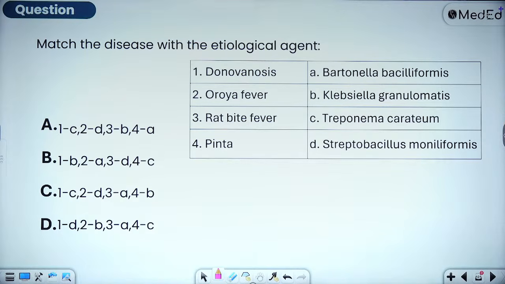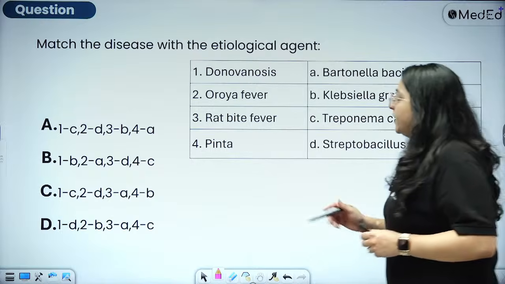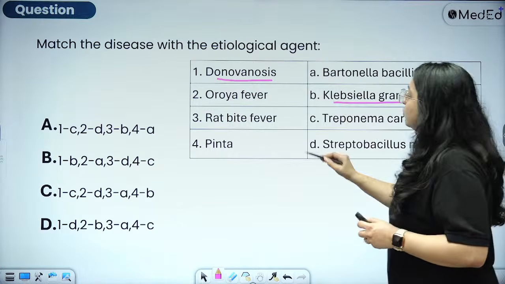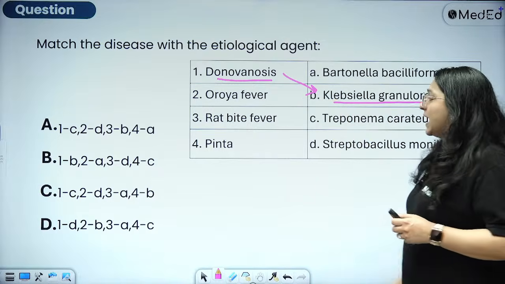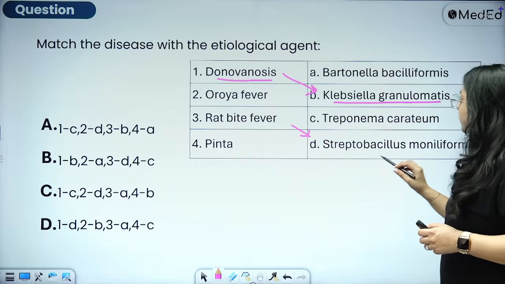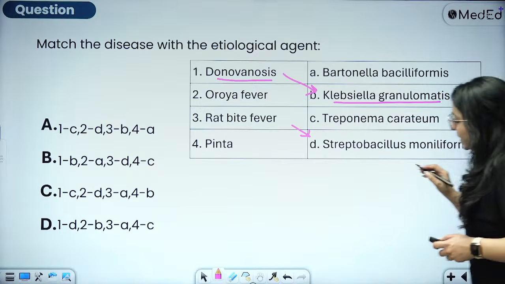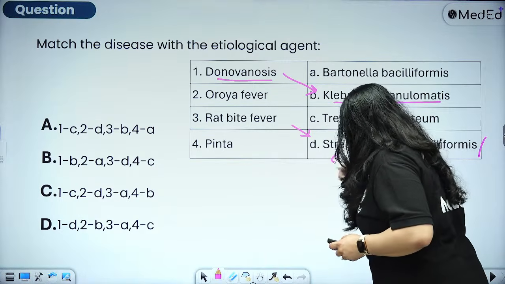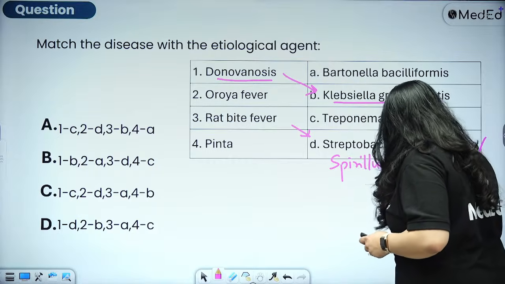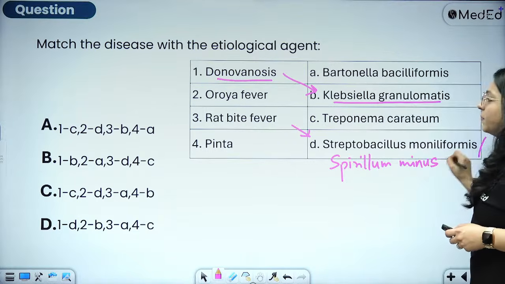Match the disease with the etiological agent. Simple now for me. Donovanosis is actually Klebsiella granulomatis. I know this by now. Then rat bite fever, Streptobacillus moniliformis, or it can be Spirillum minus. All are rat bite.